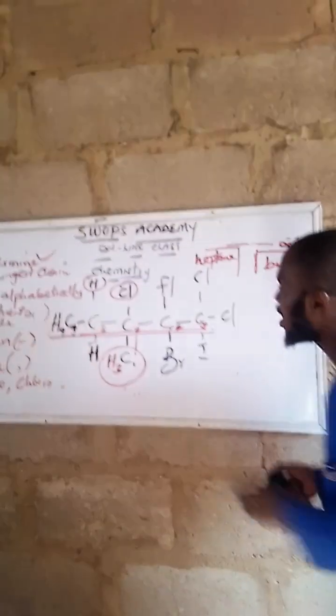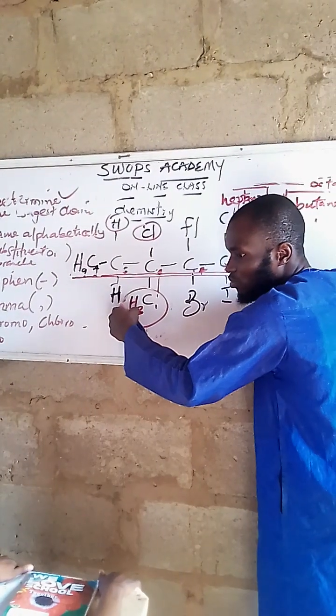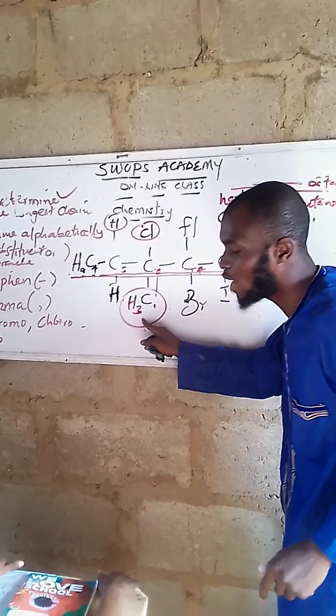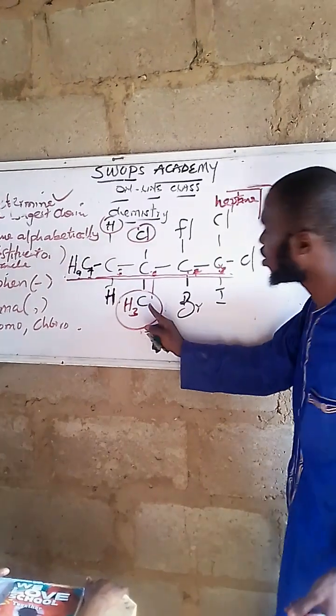Yes, sir. Now, note that this is how we are counting. This becomes a substituent now. This is from what family? Is this halogen group or what? Alkyl group. It is alkyl group because carbon and hydrogen.